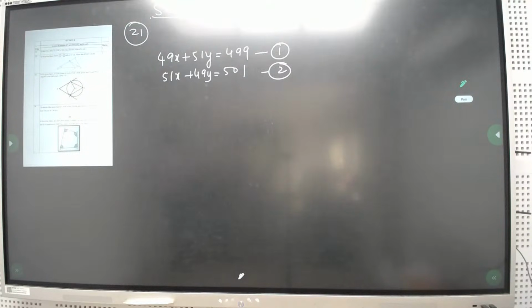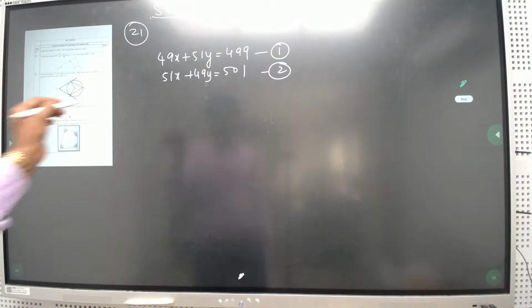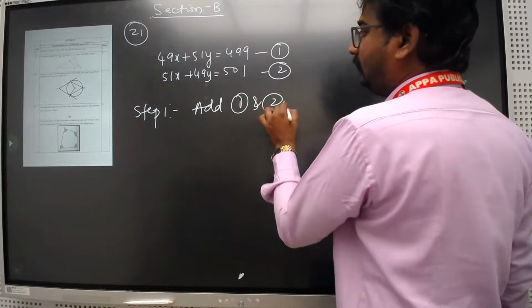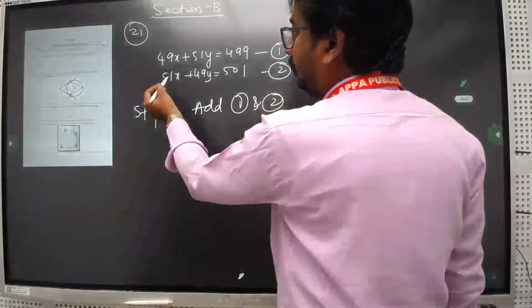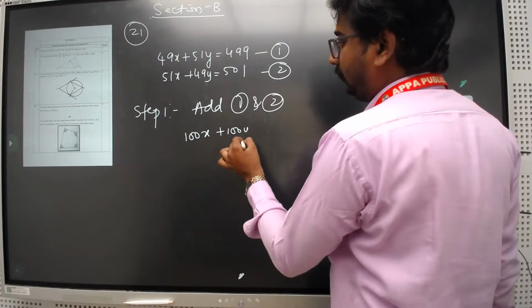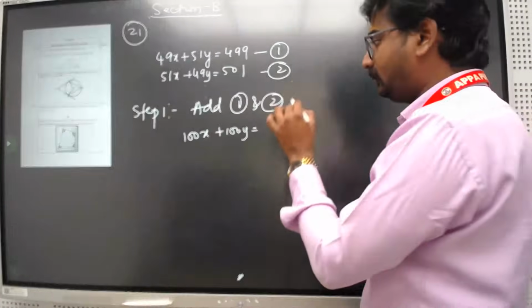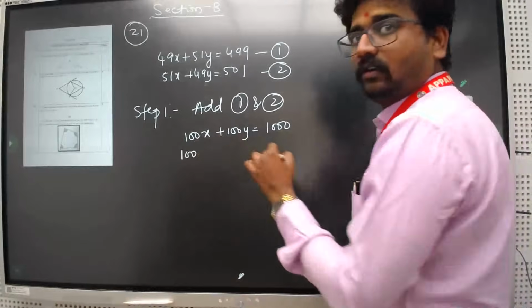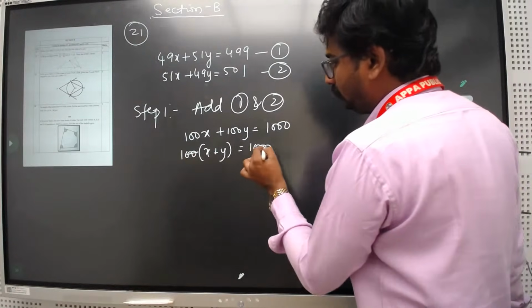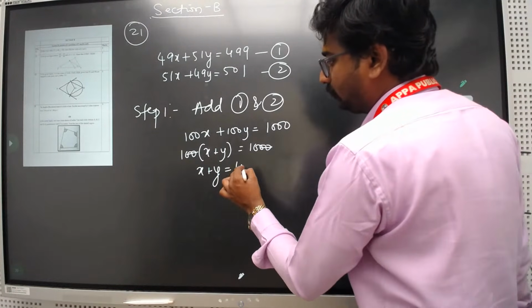So in classwork, the lower part of your classwork, you please check what you have written. When x and y are numerically large, step 1, add 1 and 2. Now I will add, see. 49 plus 51, 100x. 49 plus 51, 100y is equal to 501 plus 499, which is 1000. Take 100 common. What is remaining? x plus y is equal to 1000 by 100. 2 zeros cancel. What is your equation now? x plus y equals 10.